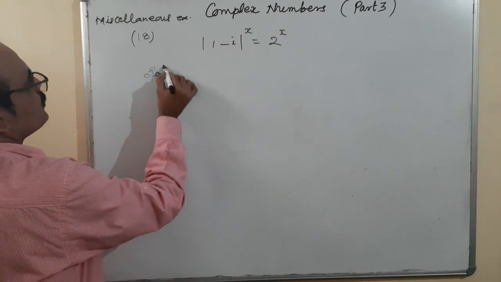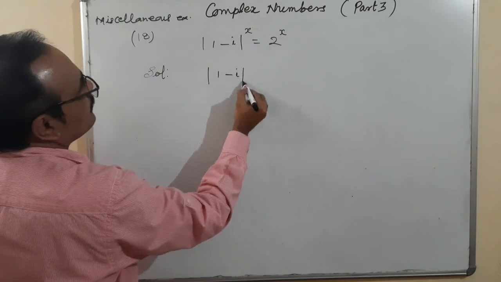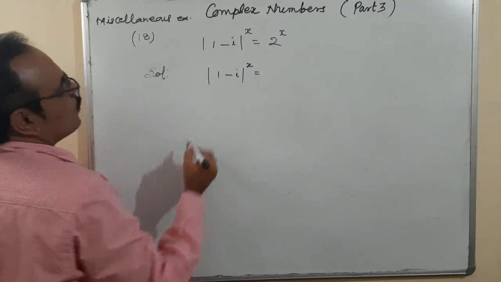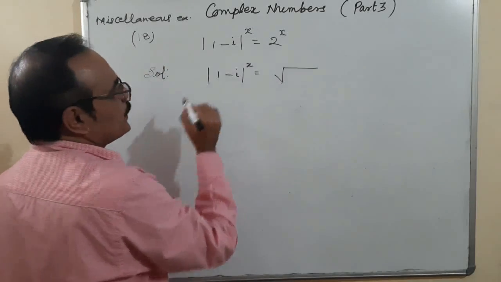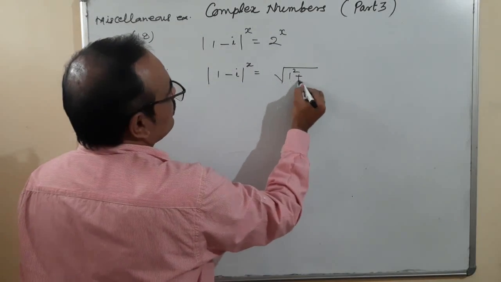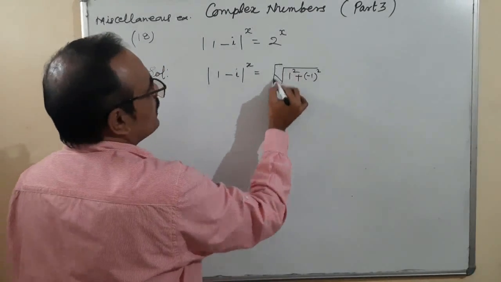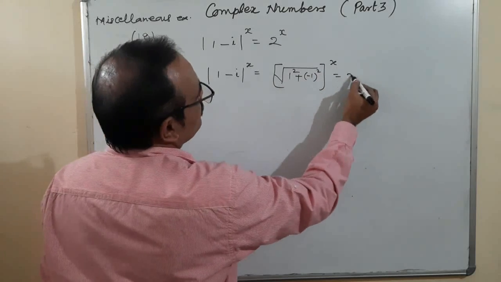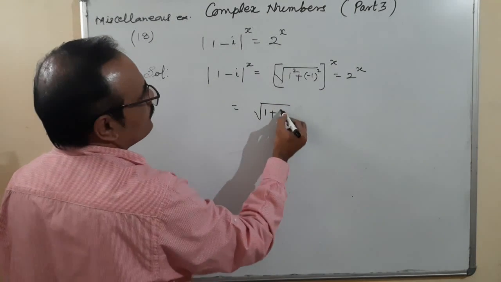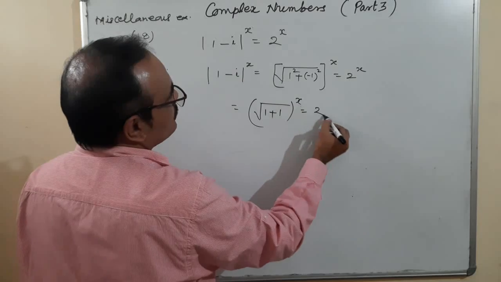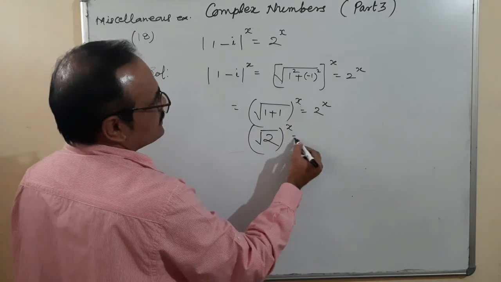Right, so we'll simplify this term. 1 minus I, what to write here? Under root, square of the real part, 1 square, plus square of the imaginary part, minus 1 square. This is the meaning of it. And to the power x is equal to 2 to the power x. Under root of 1 square plus 1 square, to the power x, is equal to 2 to the power x. So it is under root 2 to the power x is equal to 2 to the power x.